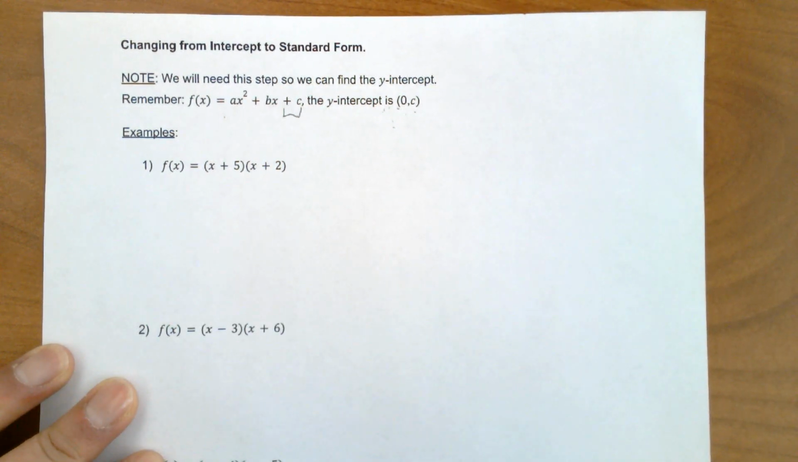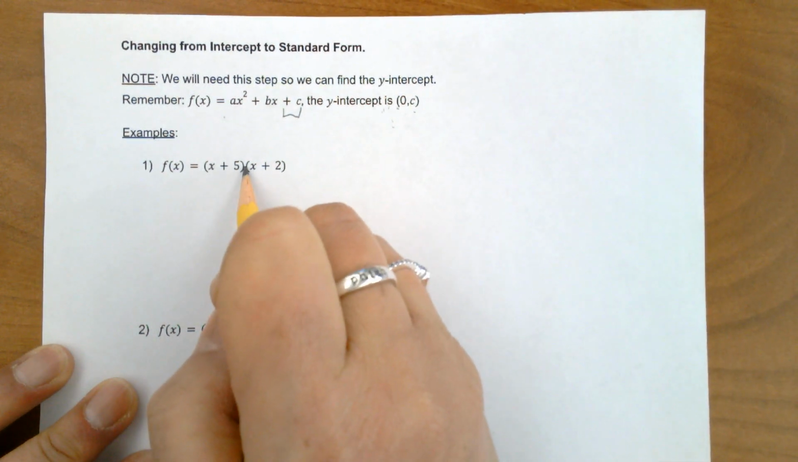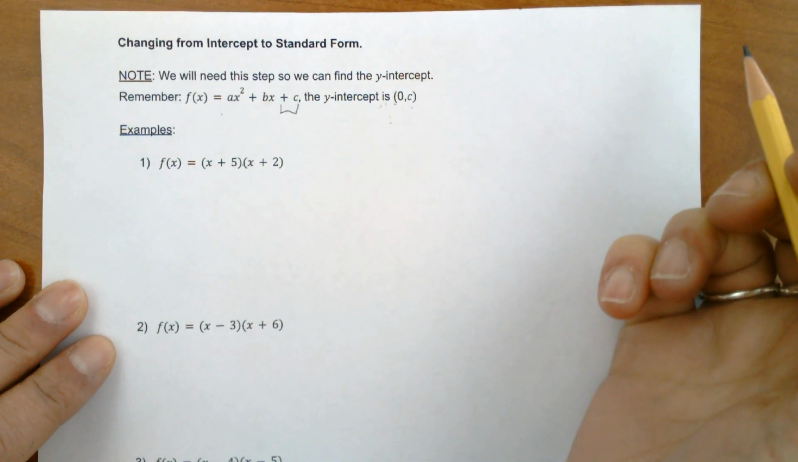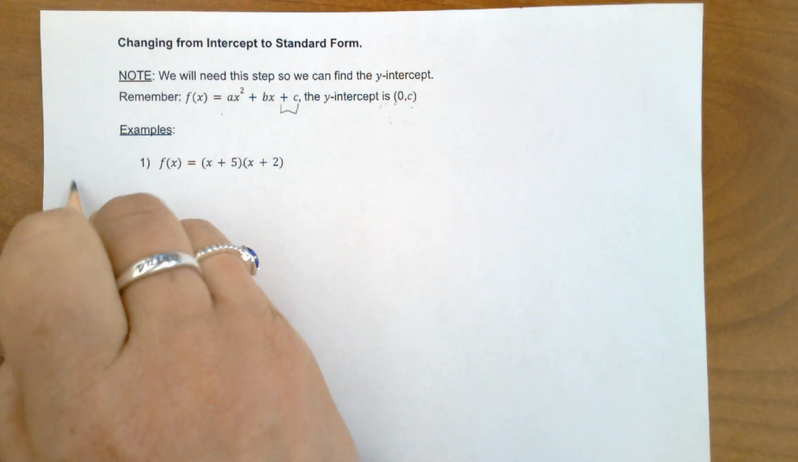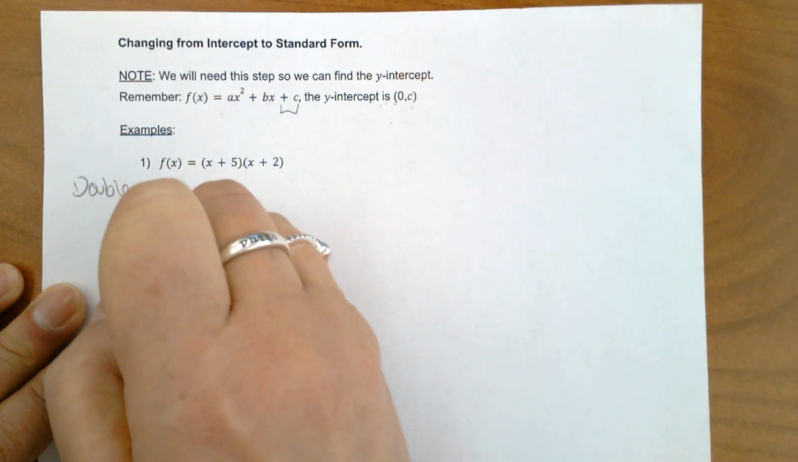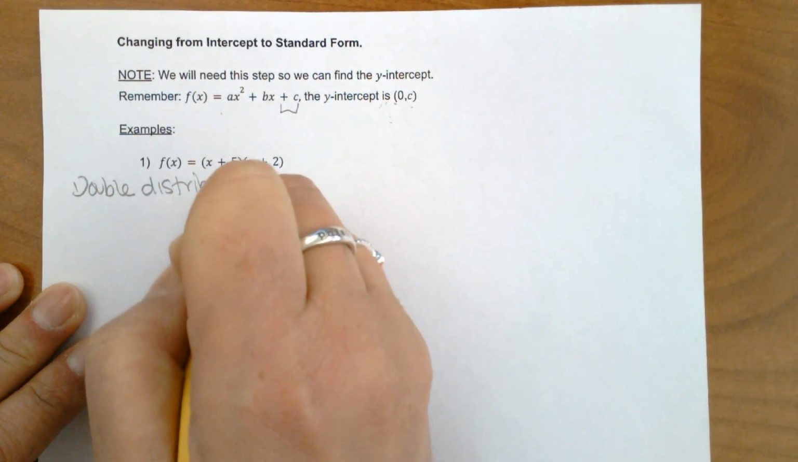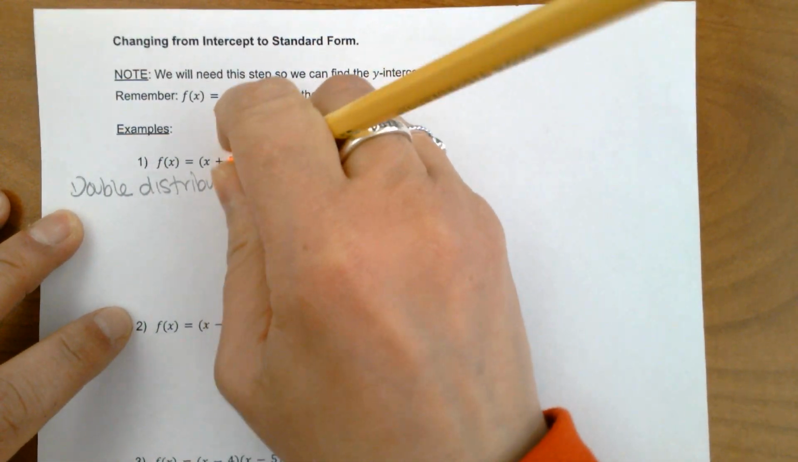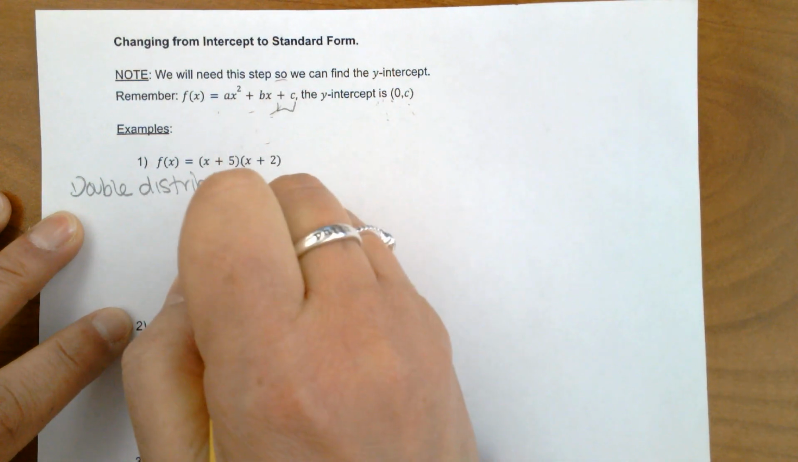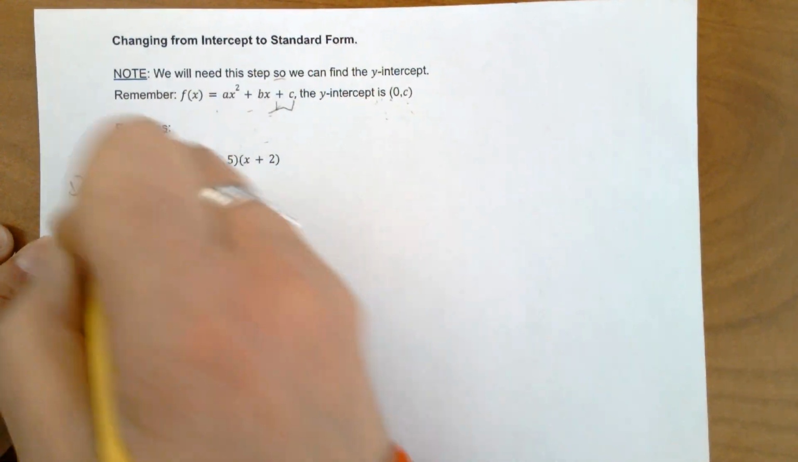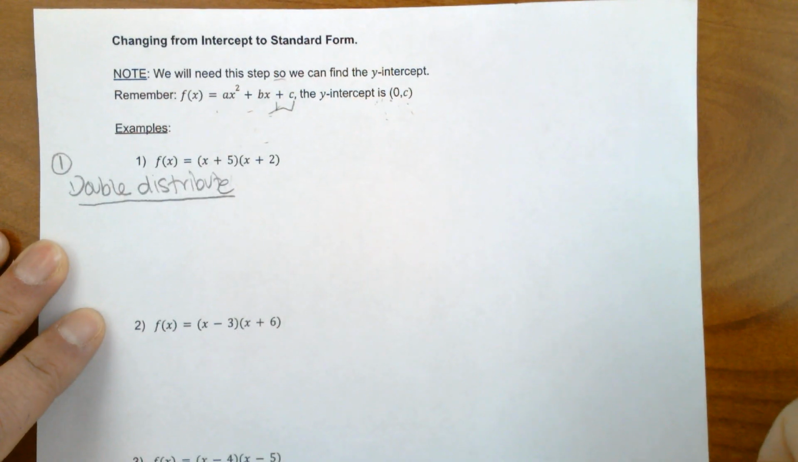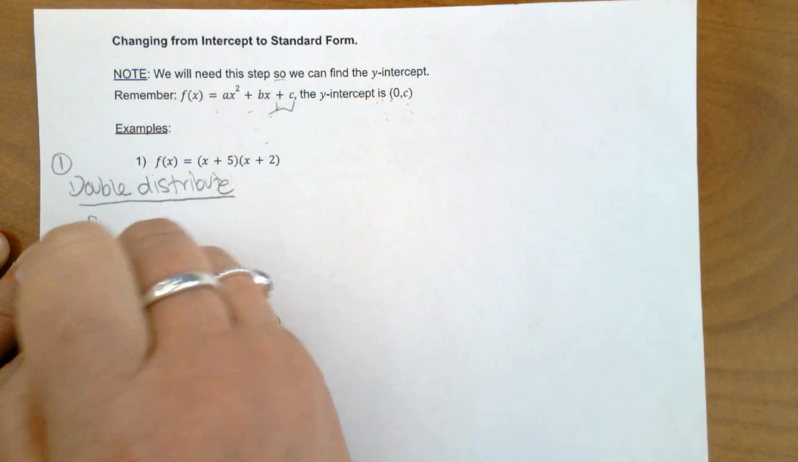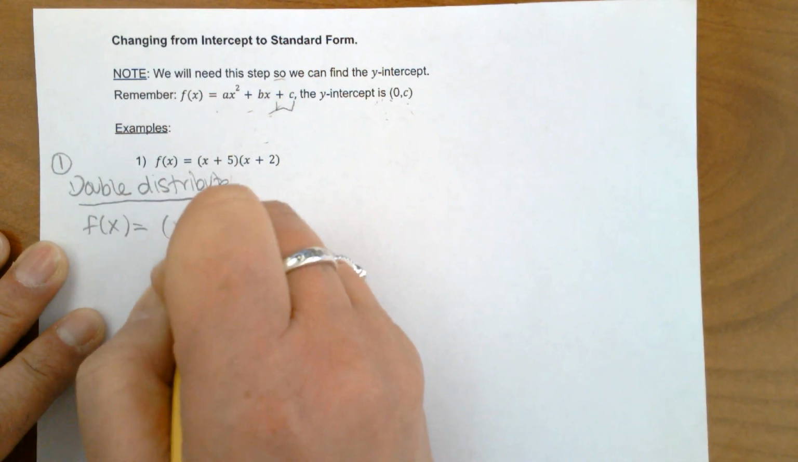Okay, so how do we do that? So here's the deal. There are many different ways to multiply this out. Remember, this is multiplication. I'm going to show you the first way, which is double distributive. Or double distribute. So that's the first way. So if you like this way, use it.